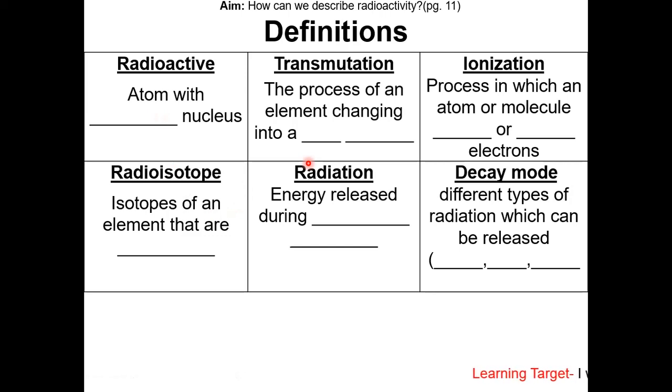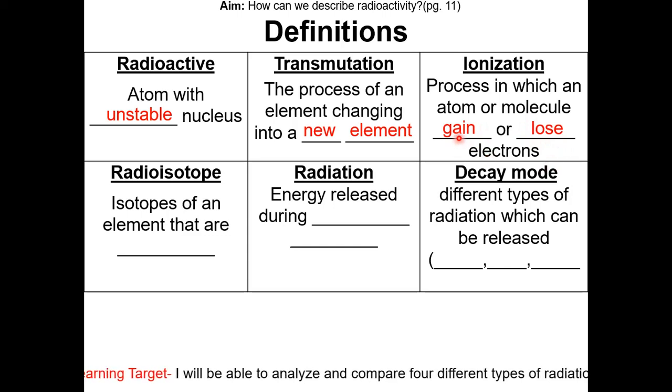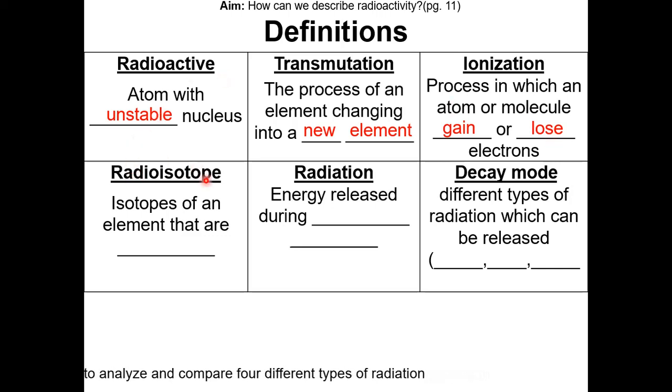Now let's go over the definitions. Radioactive is an atom with an unstable nucleus. Transmutation is the process of an element changing into a new element. Ionization is the process in which an atom or a molecule gains or loses electrons. If it gains electrons, it becomes a negative ion. If it loses electrons, it becomes a positive ion. Radioisotopes are isotopes of an element that are radioactive.